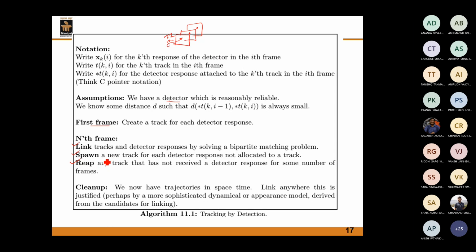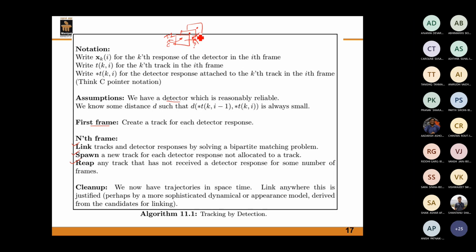Next is spawn. Suppose I have a detector response here, and I'm not able to link this particular detector response with any of the responses in the previous frame. In such a case, where the detector response cannot be associated with any existing track, it means this is a new object which was not present in the previous frame and has just come into the frame. So in such a case, when you detect a new object, the tracking would start from here.